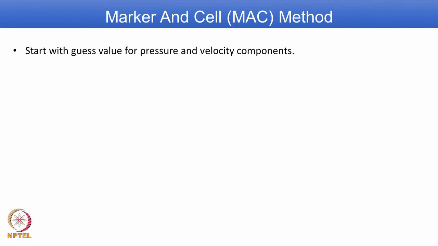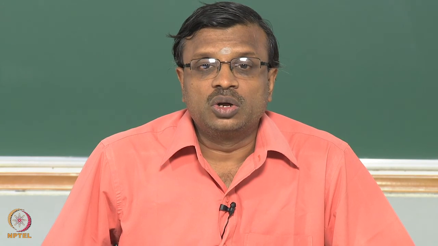Let us look at MAC algorithm first. This is otherwise called marker and cell method. For any calculation, once you define mesh and you decide the variable location, you are able to describe boundary conditions. But what about all the internal nodes? All the internal nodes are initialized with some guess value. This step is called initialization. So you start the solution with a guess value of pressure and velocity component.